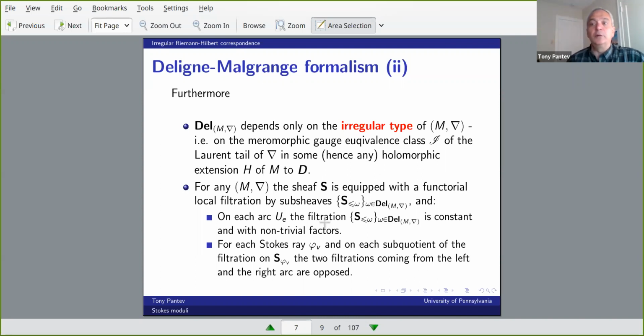Maybe the behavior of solutions will give you a little bit more of a picture. So if you have that sheaf that labels the steps of the Stokes filtration, it actually doesn't depend on the connection itself. It depends on its irregular type, which is the gauge equivalence class of the connection. In fact, not of the connection, but just of its Laurent tail, up to meromorphic, convergent meromorphic gauge transformations.